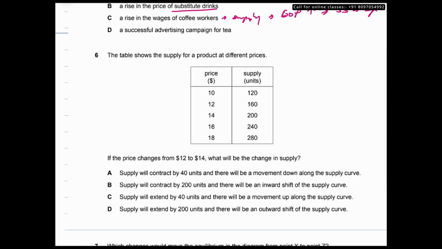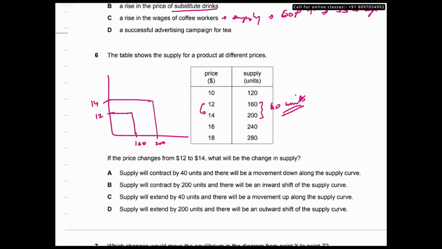Now, why is this happening? Let's take a look at the question again. So price is changing from 12 to 14 and they are asking what is the change in the supply. So the change in supply is basically the difference between these two. The difference between these two is 40 units, and that's the change in supply. Any change in the price of the commodity would cause a movement along the curve. Let's take a look at the diagrammatic representation. So at price 12 it is 160 and at price 14 it is 200. So this is how your supply curve is. An increase in price is causing an increase in quantity supplied and there is a movement upwards along the same curve.